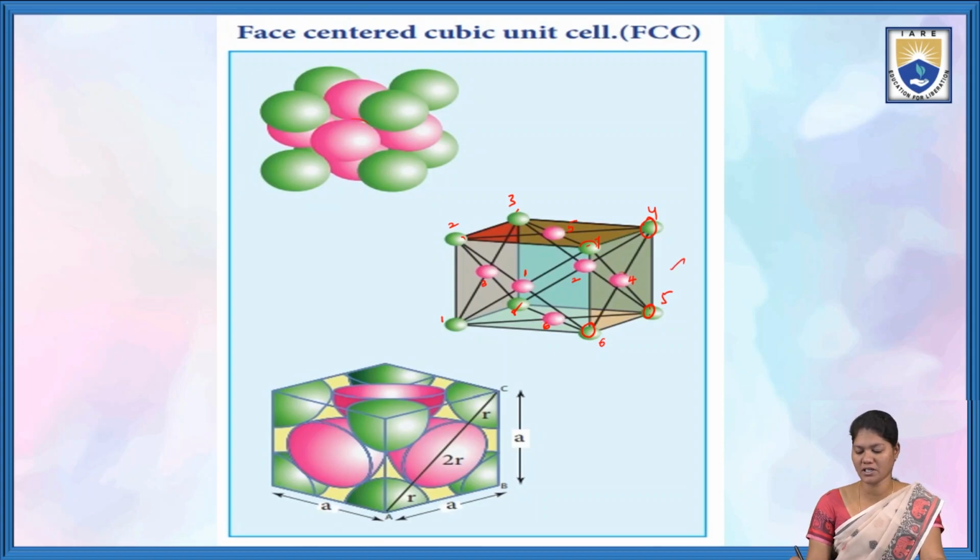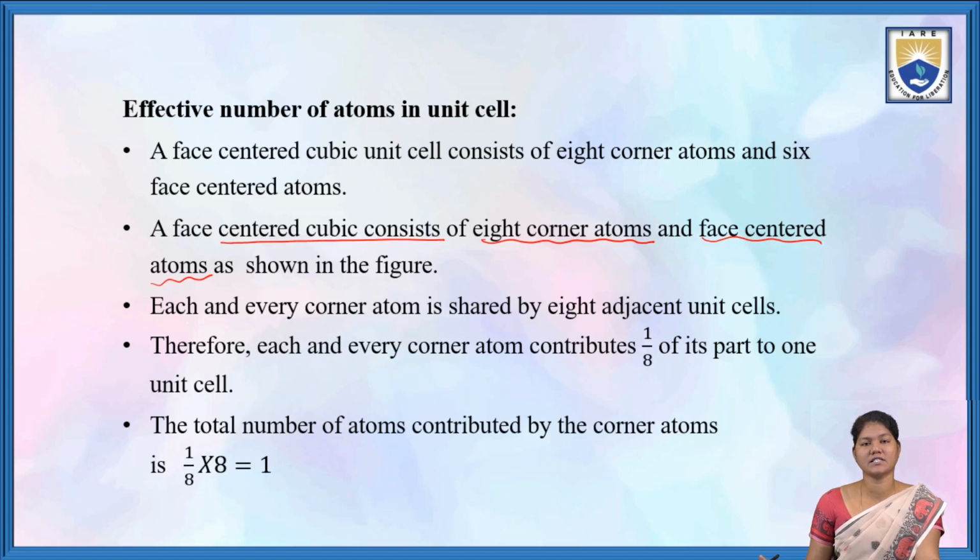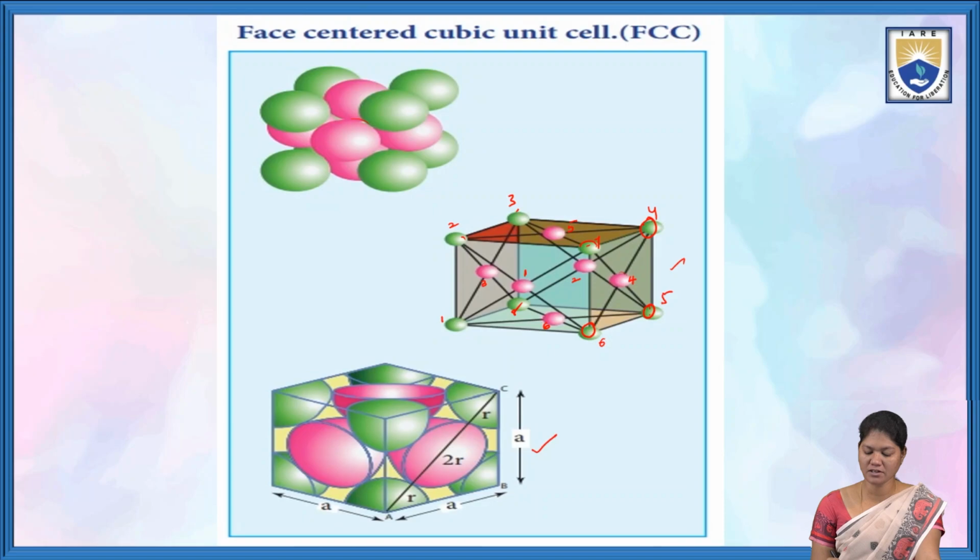They are shared, as shown in the third diagram. So a face-centered cubic consists of 8 corner atoms and face-centered atoms, as we have seen in the figure. Each and every corner atom is shared by 8 adjacent unit cells. That is why only a part of the atom belongs to this unit cell. It is not a complete atom.